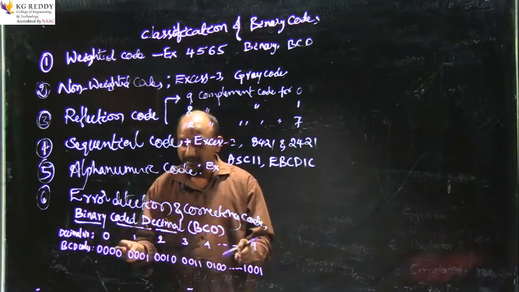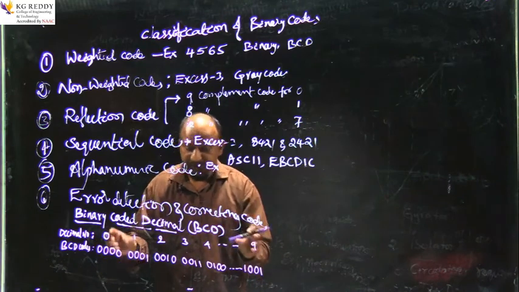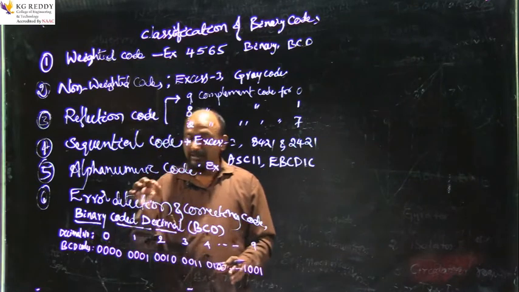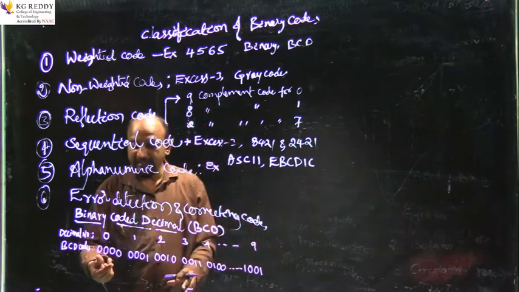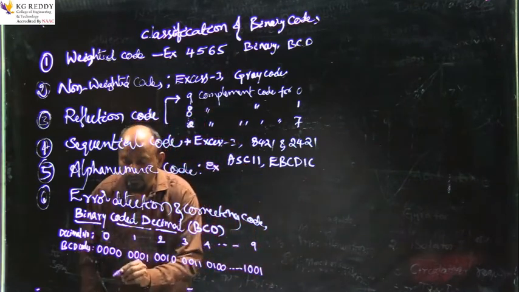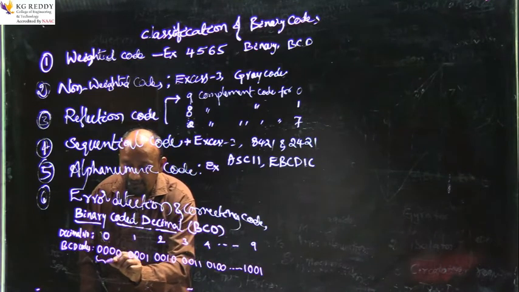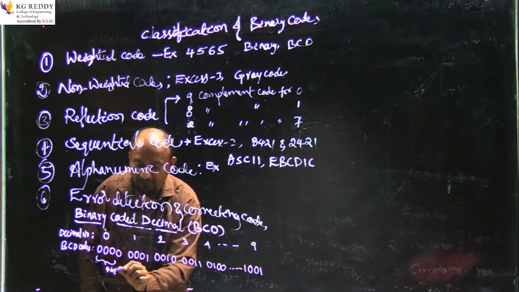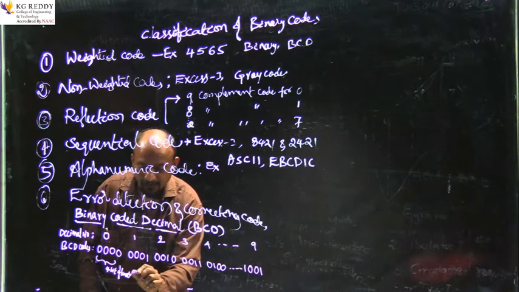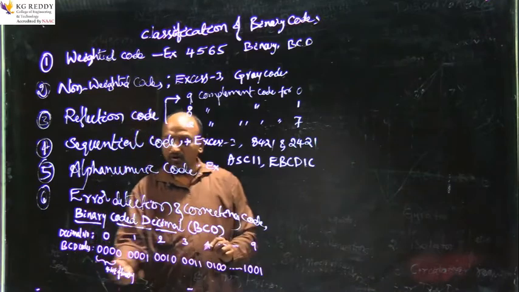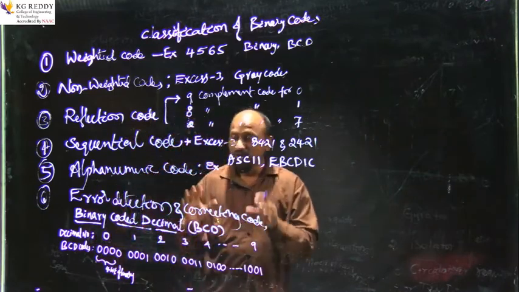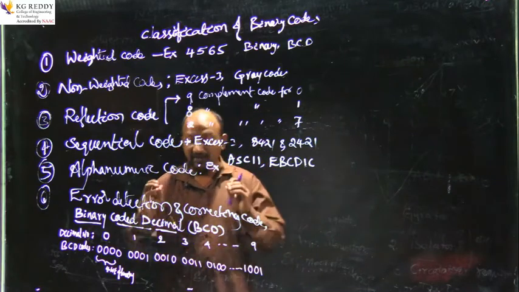Okay, to represent the BCD, we have taken 4 bits of binary. Very important point: in the BCD, we are supposed to use only 4 bits of binary. These are the 4 bits of binary, so BCD consists of 4 bits of binary only.